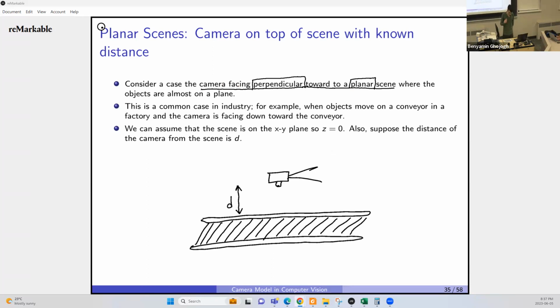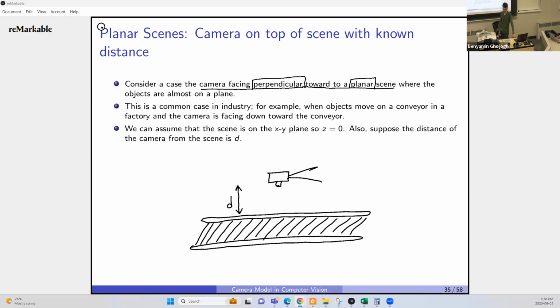You might be thinking it's a rare case that the scene is only flat and planar. No, it's not. It's actually used a lot in industry, in academia, in computer vision. An example in industry which is used a lot is conveyors in factories. When we have a conveyor and some products are moving on it, and you have a camera on top of it, the whole computer vision in factories can be modeled as this planar scene.